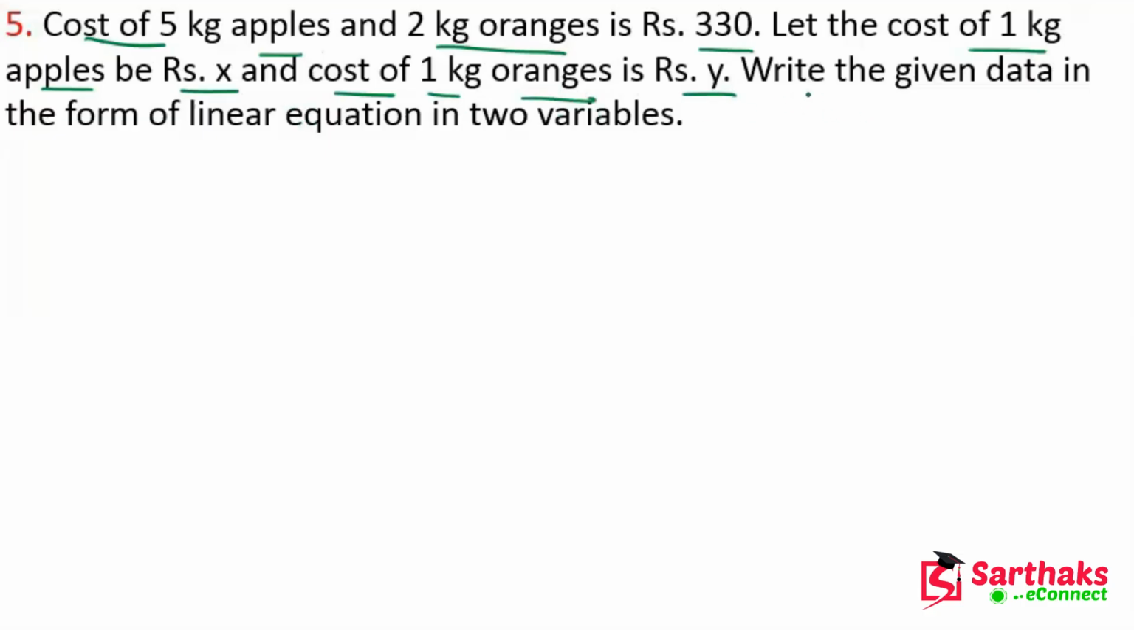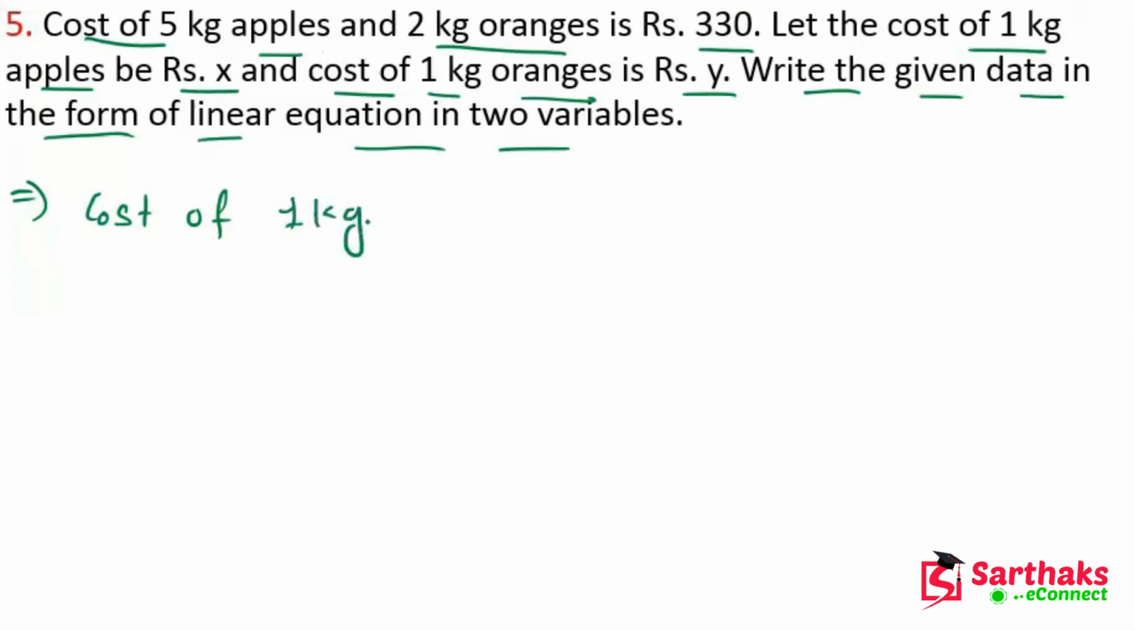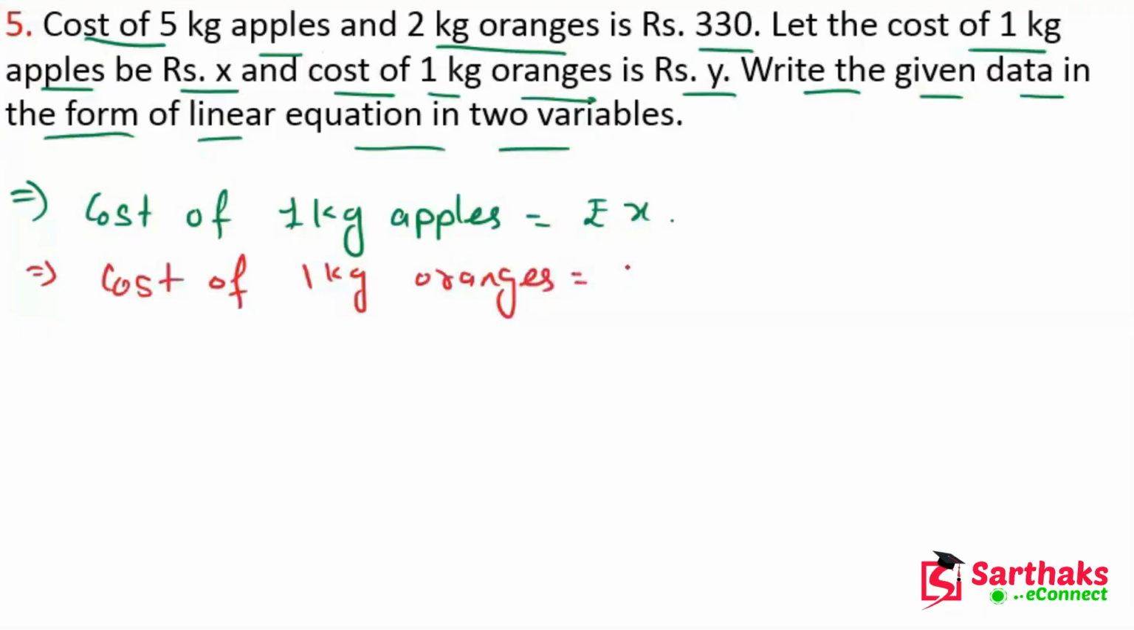Now my dear friends, write the given data in the form of linear equation in two variables. According to the question, the cost of 1 kg apples is rupees X, and the cost of 1 kg oranges is rupees Y. Now, according to the question (ATQ).